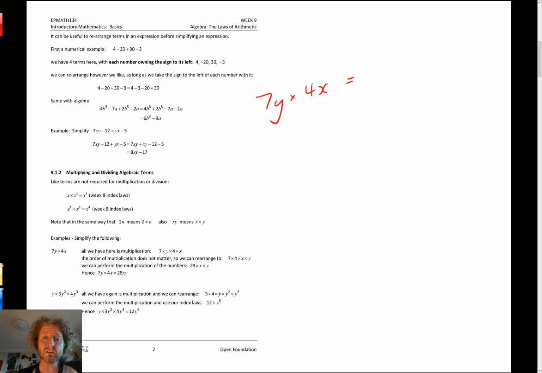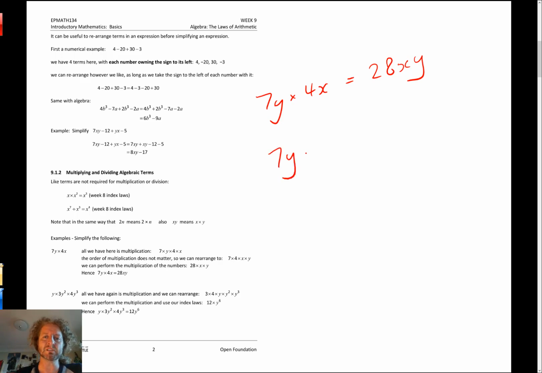What would I really do? I would look at the numbers. 7 4s is 28. And I'd say y times x, well, I'm just going to put in alphabetical order. 28yx wouldn't be wrong. Neither would 28xy, but 28xy. That's all I've got to do. You can still say it's like terms. I put the numbers together, and then I put the letters together. But really, like terms is a term more for addition and subtraction. Here I don't need like terms. I can multiply an x and a y. They don't have to be like terms.